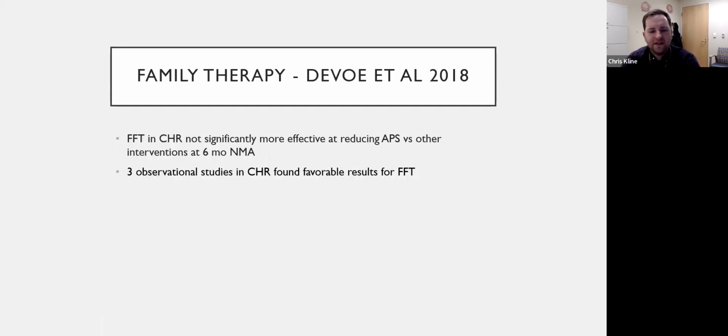Okay, and then just going back to that network meta-analysis really quickly here for family therapy, the authors found that family-focused therapy was not more effective at reducing psychosis symptoms in this high-risk cohort compared to any other intervention. However, there's only one randomized controlled trial to that point, and so the results really should be interpreted with caution. They did note that there have been 3 observational studies of family therapy in a high-risk cohort that seem to have favorable results too.